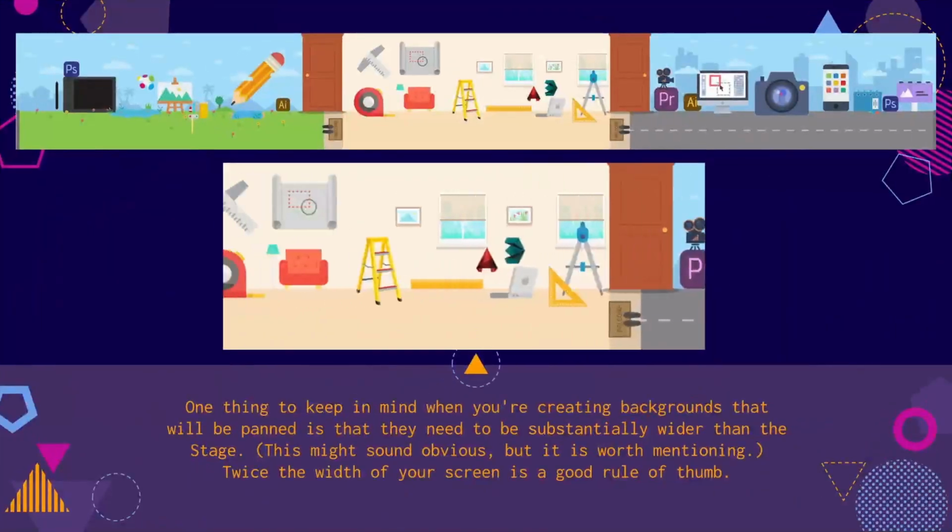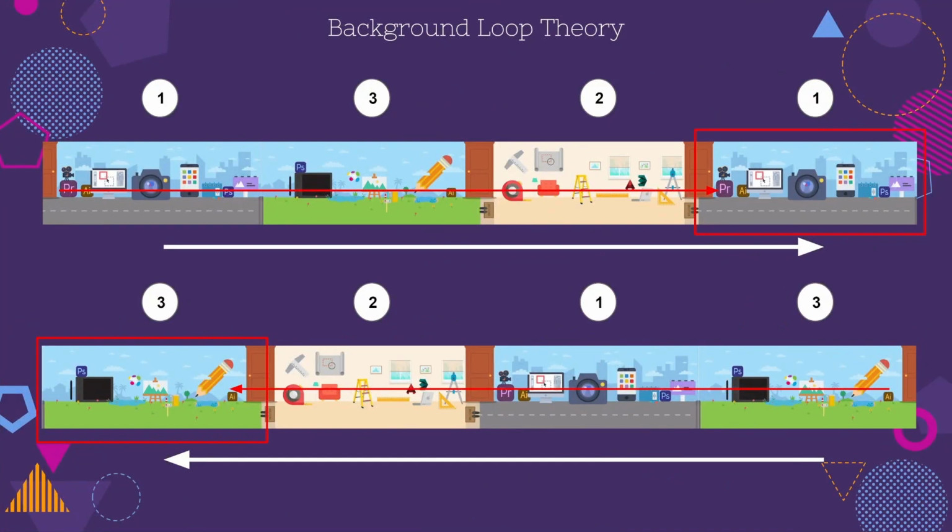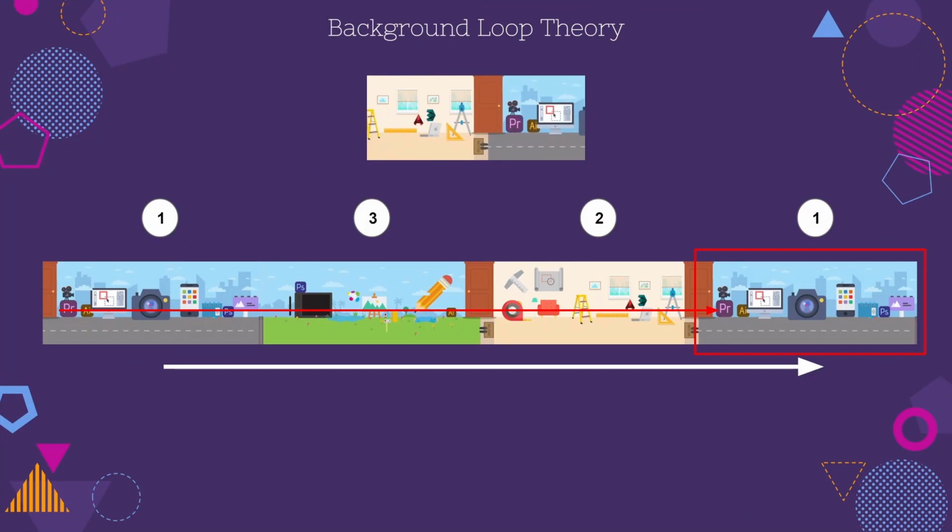Okay, this theory is for looping the background. So one goes back to one. So 1, 2, 3, and go back to 1, and then it stitches together so it looks endless. This is a trick to make an endless clip.